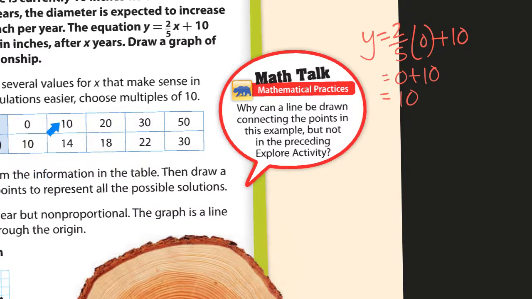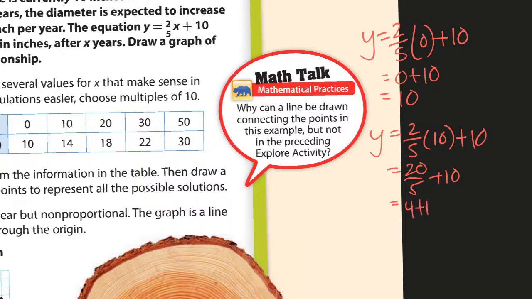Now I'm going to plug in 10 for x. And y equals 2/5 times 10 plus 10. So 2 times 10 is 20, over 5, plus 10. And they did this so we can have whole numbers. That would be 4 plus 10, which is 14. And that's where we get the 14 right here.